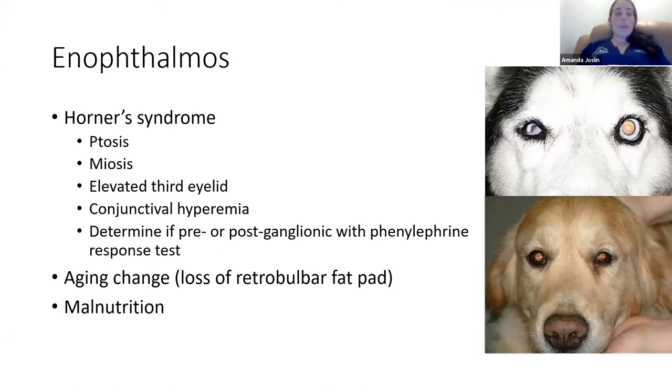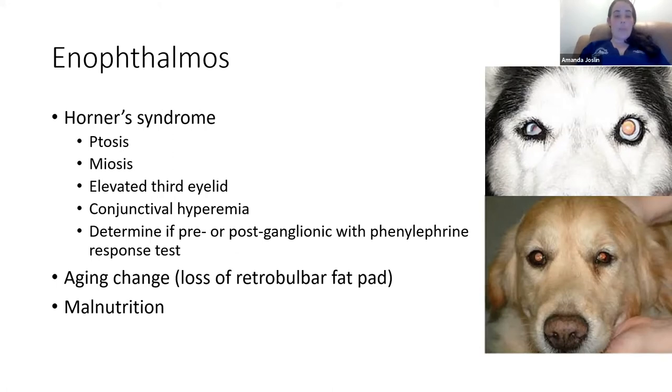The goal with this is you want to determine if it's preganglionic or postganglionic, meaning is it coming somewhere between the ear and the eye, which is postganglionic, or is it preganglionic when we're talking about somewhere anywhere from the chest to the ear itself. To test for that, you can do a dilute phenylephrine response test. So I use 0.1% phenylephrine and put a drop in each eye. The unaffected eye should be unchanged.